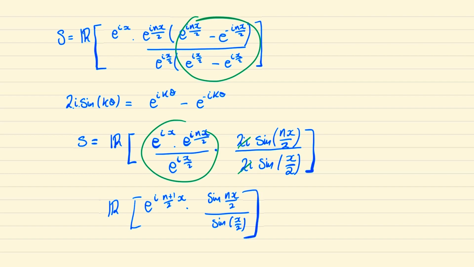And then now, given that we're just taking the real part, this bit here can just be written as cos of (n plus 1) over 2 x, and then multiplied by sine nx over 2 over sine x over 2. And so we're done.